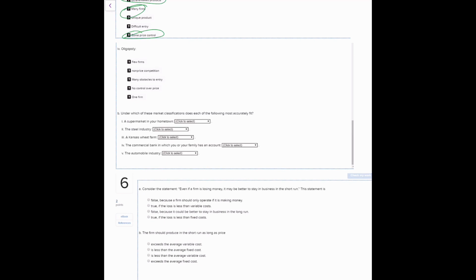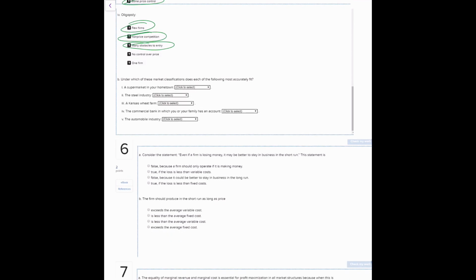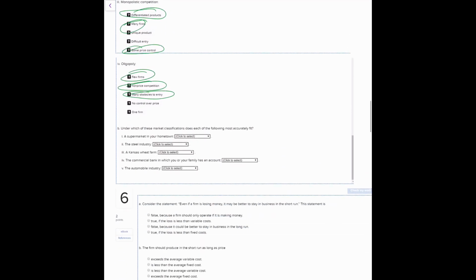An oligopoly is between monopoly and monopolistic competition. It's more competitive than monopoly, but less competitive than monopolistic competition. So oligopoly is a few firms that engage in non-price competition, often because they're selling identical products, and so they have to engage in competition that's not about price, but differentiates the products. And there are many obstacles to entry. So they have some control over price, and there's more than one firm. So these would be your characteristics here.